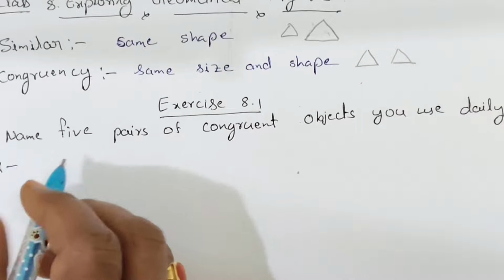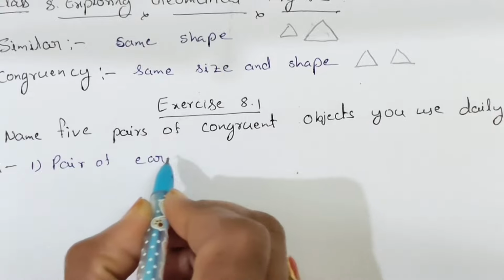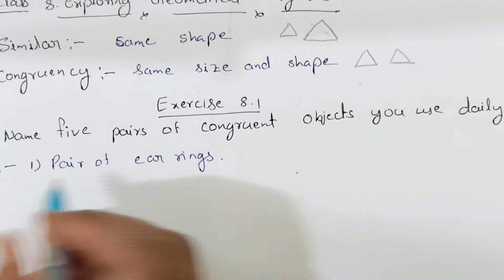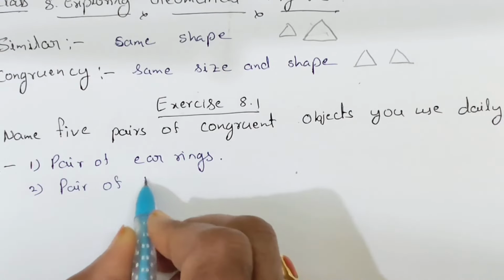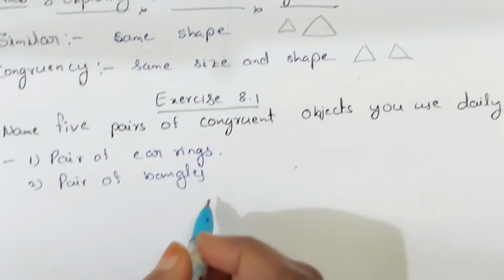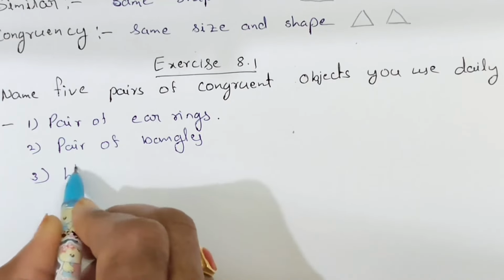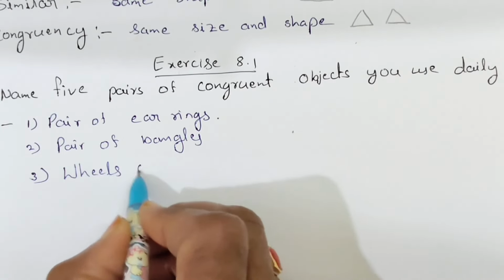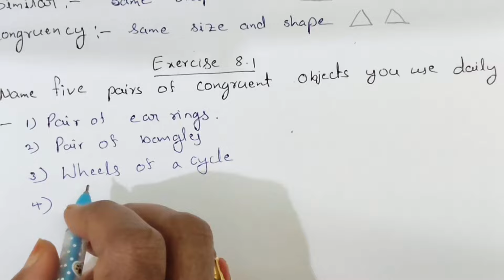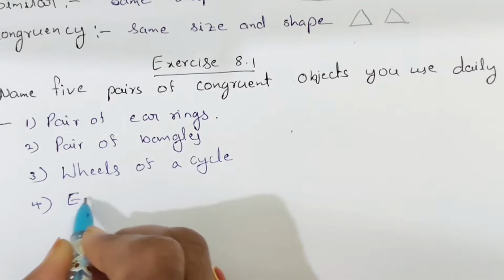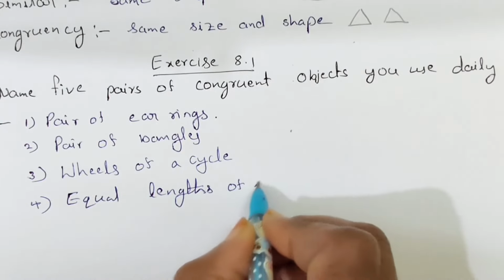So now, first, a pair of earrings. Pair of bangles. Next, wheels of a cycle. Fourth one, equal length scales.